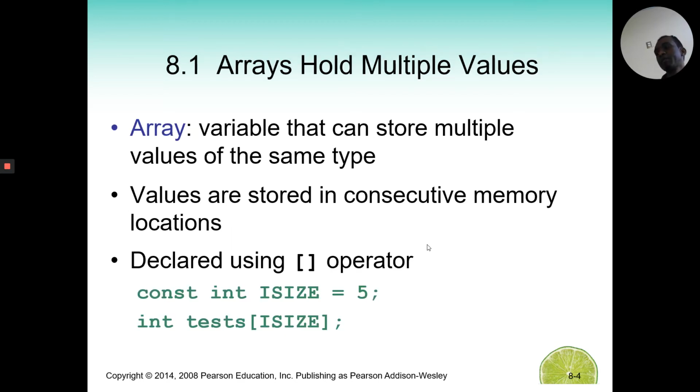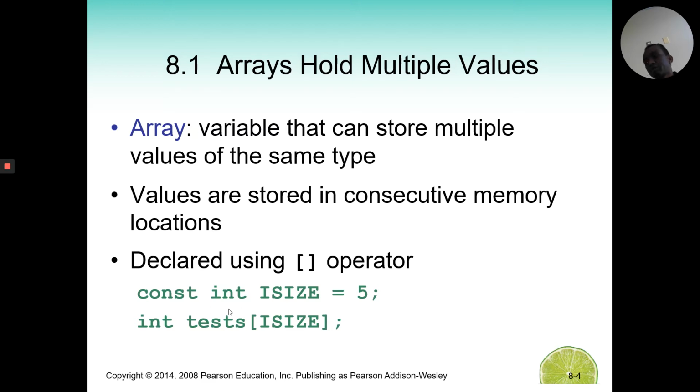An array is a variable that can store multiple values of the same type. In the past, we have assigned values to just one variable. But here, an array is a variable that can store multiple values of the same type. Values are stored in consecutive memory locations, and it is declared using the bracket operator.